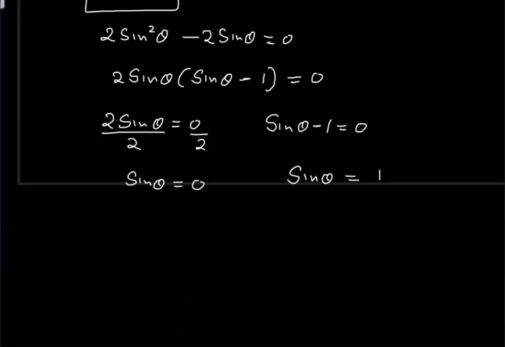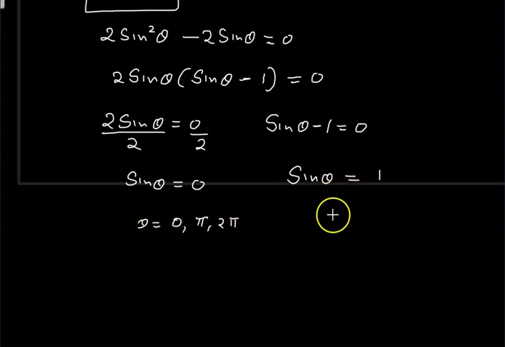Now we have to see where sine theta is 0. We know that sine theta is 0 at each multiple of pi. Sine theta is 0 at 0, pi, 2 pi, 3 pi and so on. So if we want the solutions in one period from 0 to 2 pi, then we write these as 0, pi, 2 pi. So we have 3 solutions in one period.